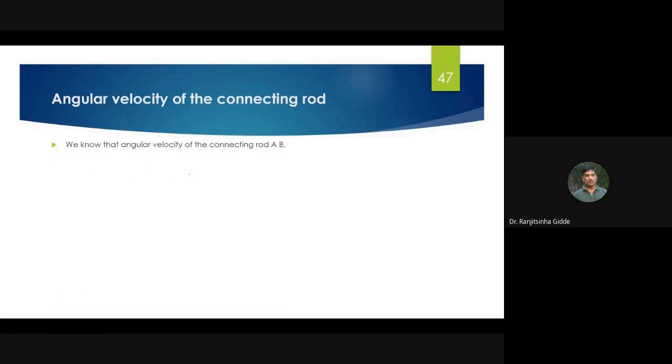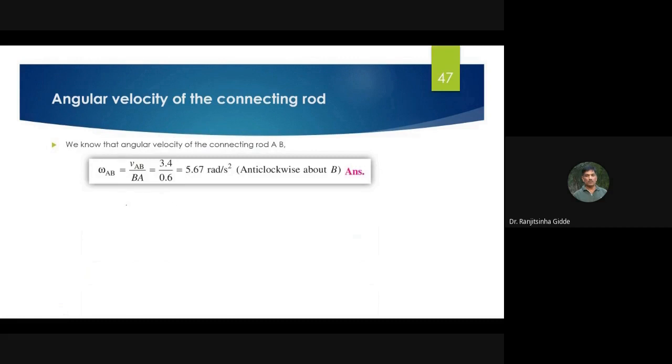Next line. You can write this, omega AB is equal to VAB divided by BA or AB, one and the same. हे आपण व्हेलॉसिटी डायग्राम मध्ये बघितलंय तेच पुढे घेतोय. So whatever answer you got for VAB, that you are going to write there and divide by the length, that is in meter.